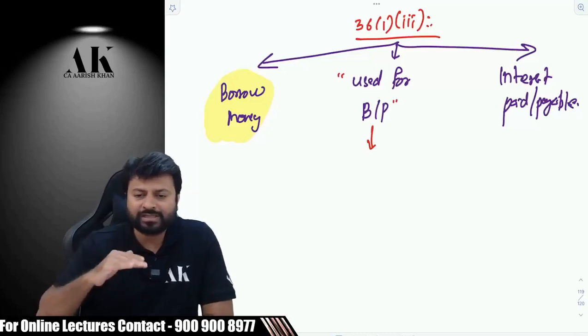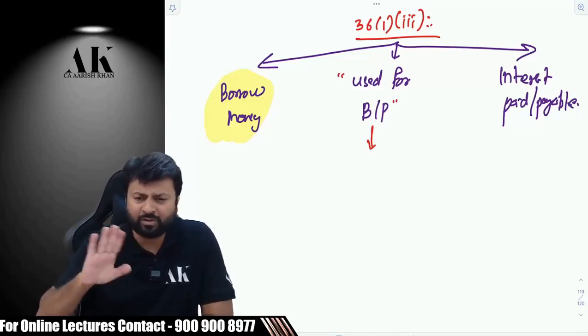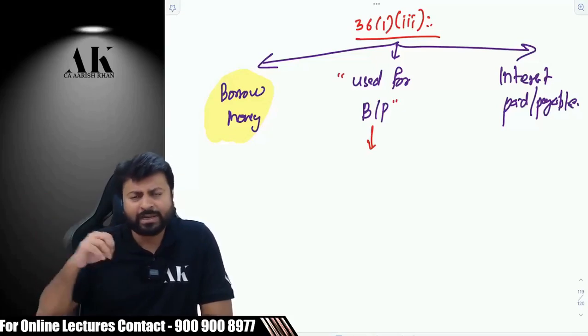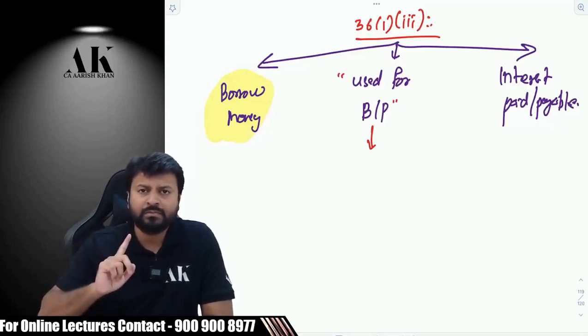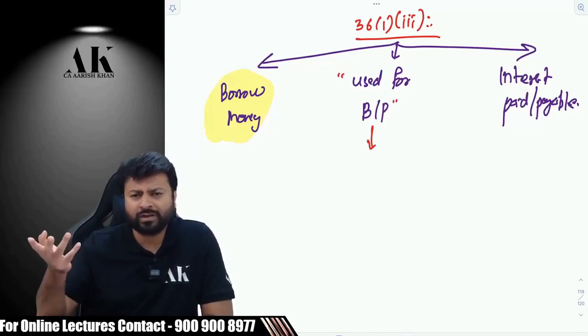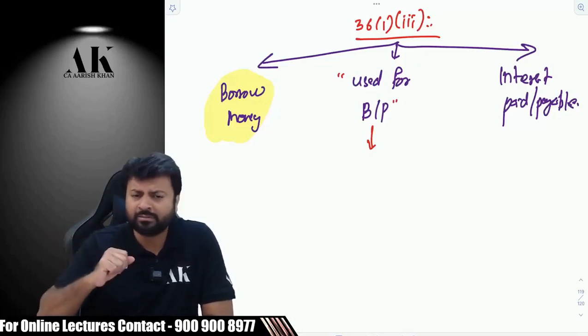So the proviso says that you can use the loan for an asset also. We have no issue in that. You can take a loan, buy building, plant, machinery, furniture, whatever you want to do. But you have to put to use if you want deduction in the P&L account. If you don't want deduction in the P&L account, don't worry. You can capitalize to the cost of the asset till the time you put to use. Okay.